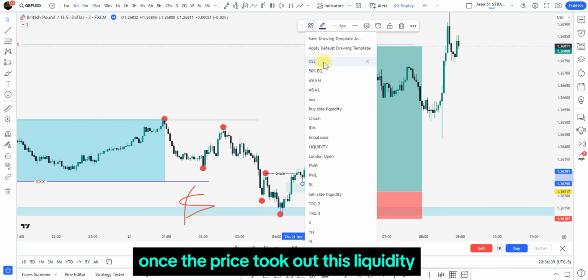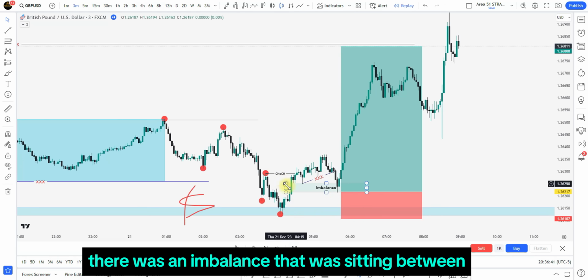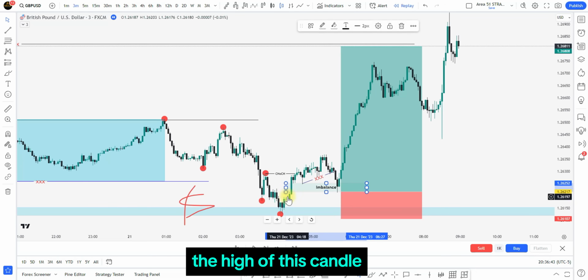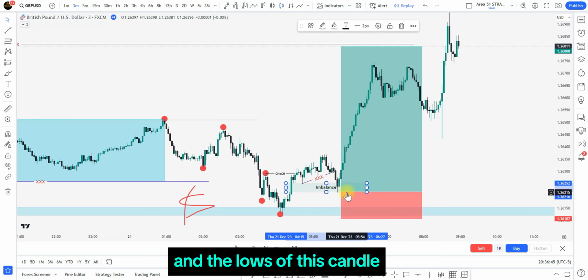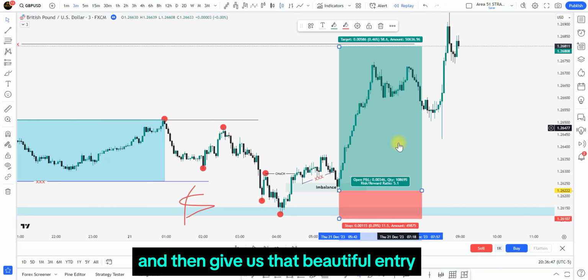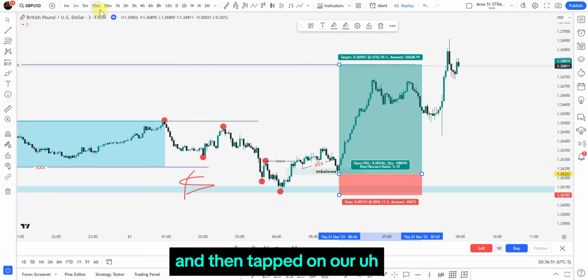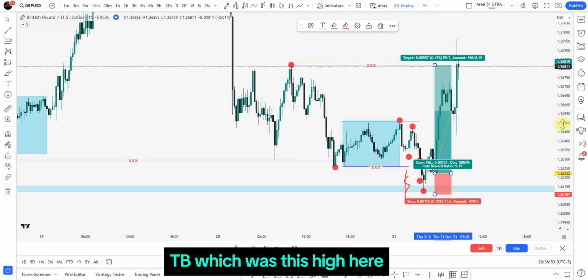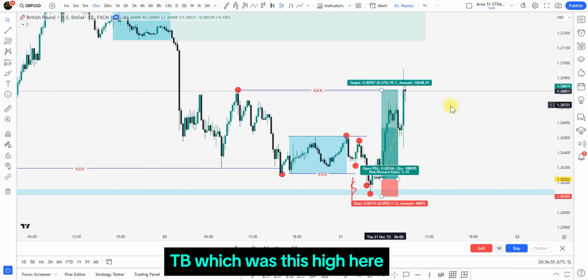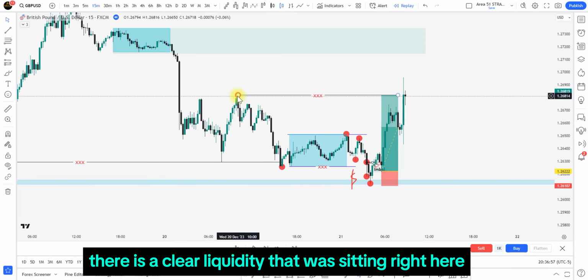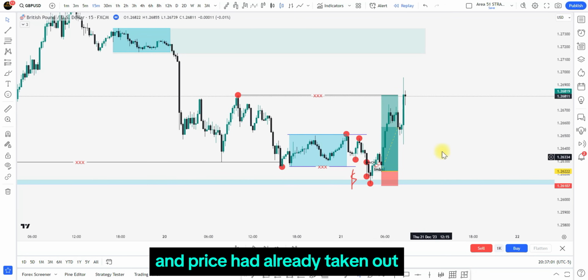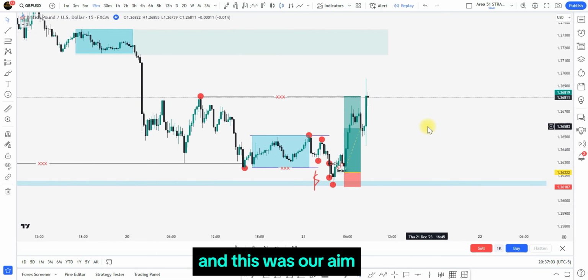Once the price took out this liquidity, there was an imbalance sitting between the high of this candle and the low of this candle. Price came back to reverse here and gave us that beautiful entry, and then tapped on our TP, which was this high here. The reason why we target this high is because there is a clear liquidity sitting right here, and price had already taken it out. This was our aim.